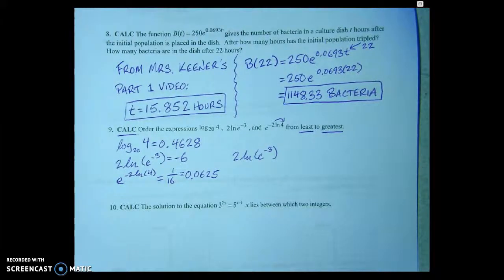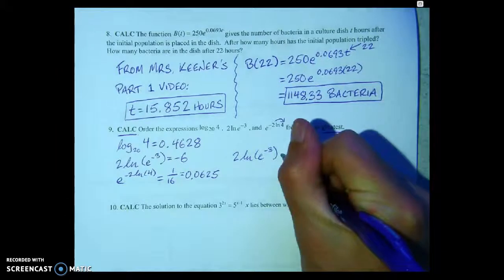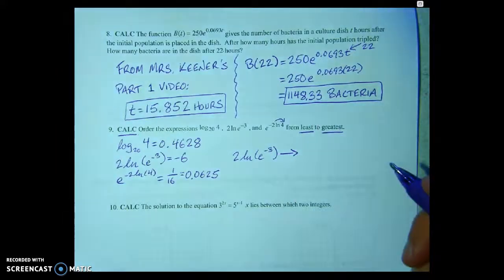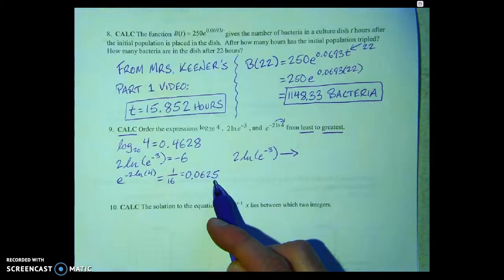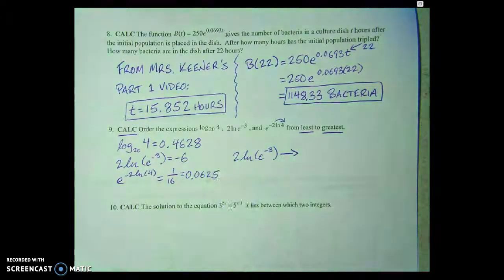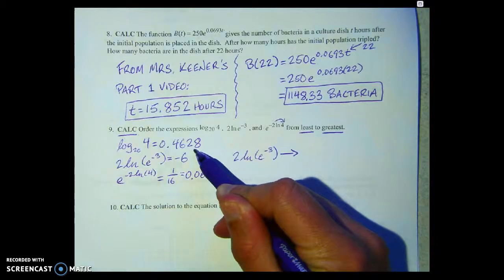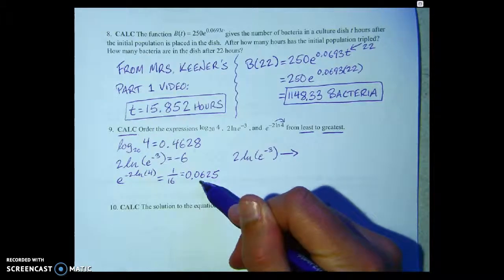2 times the natural log of e to the negative 3, followed by the next biggest number, which is actually 0.0625. That is just a little bit smaller than 0.4628, because this really is close to 1/2, right? 0.5000 would be 1/2, and this is 1/16th, as we know.